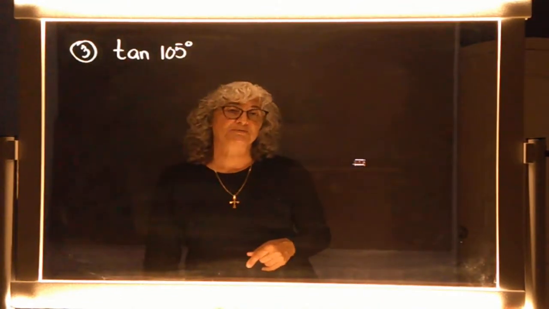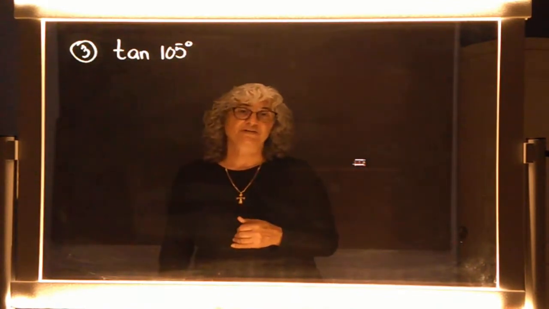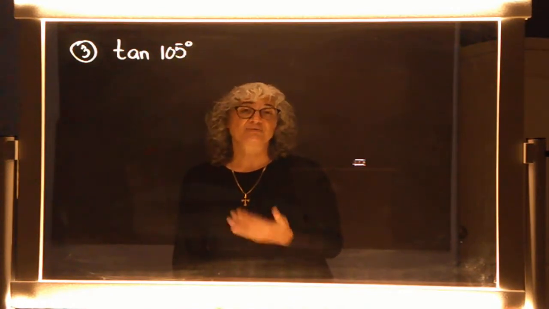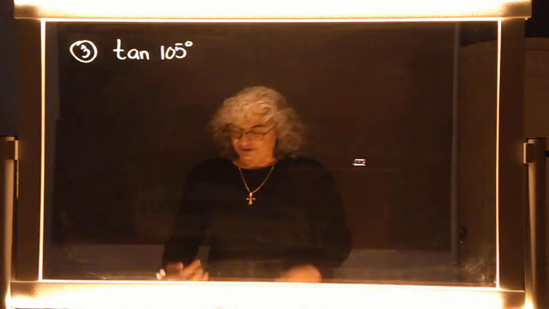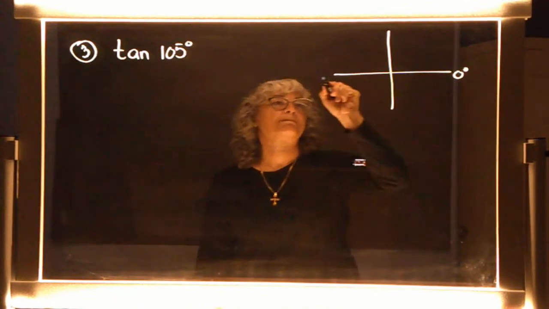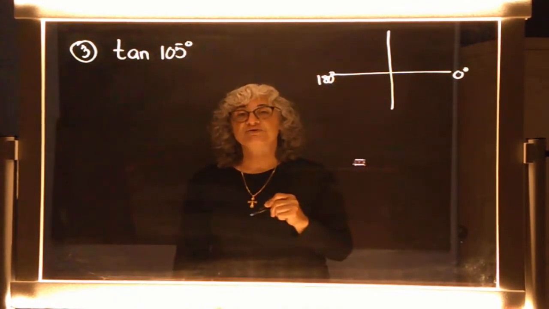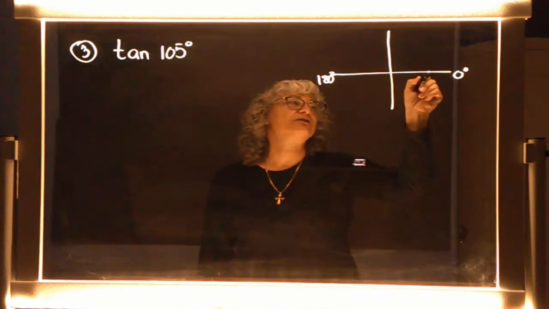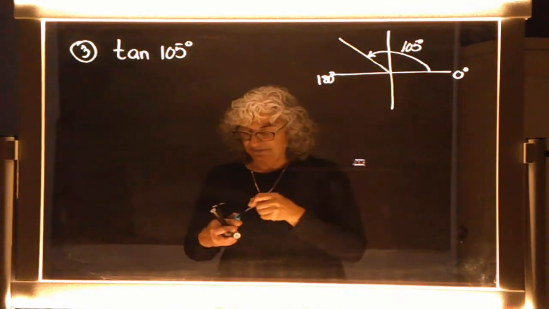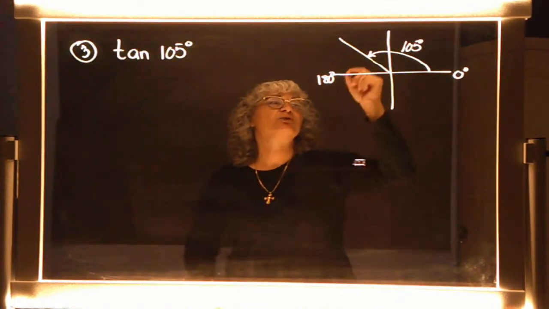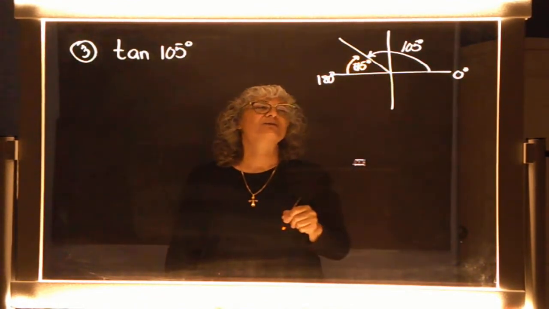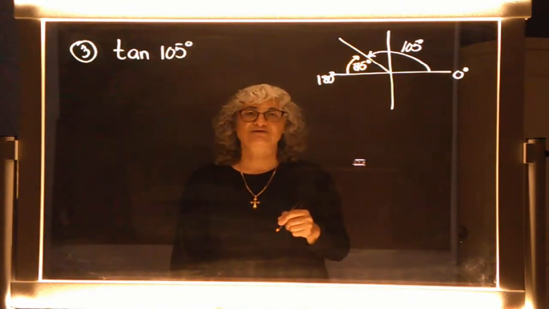Okay, so let's look at this third problem. So they're asking us to take the tangent of 105 degrees. And some of you already know if this is a typical angle that we can find the tangent of without a calculator, and some of you are not certain. So for those of you who are not certain, let's find its reference angle. 105 degrees is in which quadrant? Excellent, second quadrant. So this is 105 degrees, right? Which means this reference angle would be 75 degrees, wouldn't it?